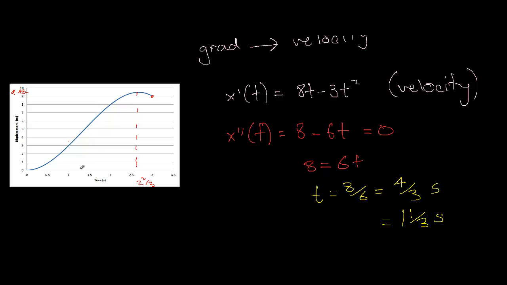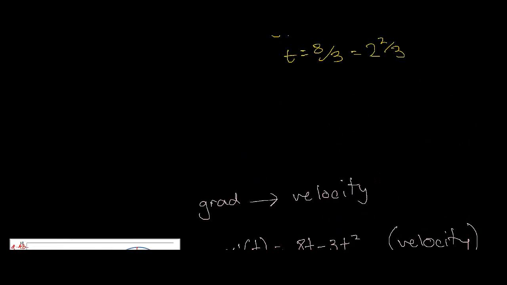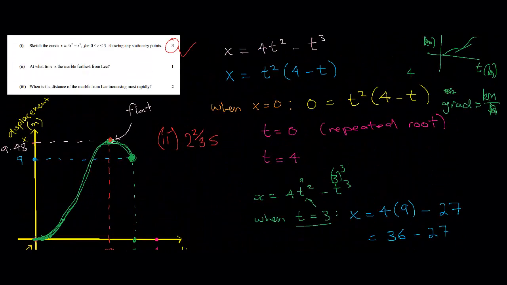So 1 and 1/3, it's about here. That corresponds to the point where you can see, I'll do a different color, that the gradient here is the steepest. Like here the gradient's really flat. Here the gradient's flat. At this point here, the gradient's the steepest. So the velocity is the steepest, so the rate that it's moving away is the most. So it's at this time here, 1 and 1/3. Beautiful.